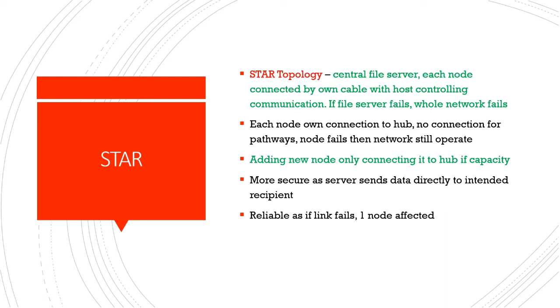Each node will have their own connection to the hub, or the file server, and there'll be no connection between these pathways. So if a node fails, then the network will still operate. You can add a new node by simply connecting it to the hub if there's capacity to do so, and it's more secure as a server will send data directly to the intended recipient and nobody else can see it. It's reliable as if one link fails, only one node's affected, and all the other ones will still operate.